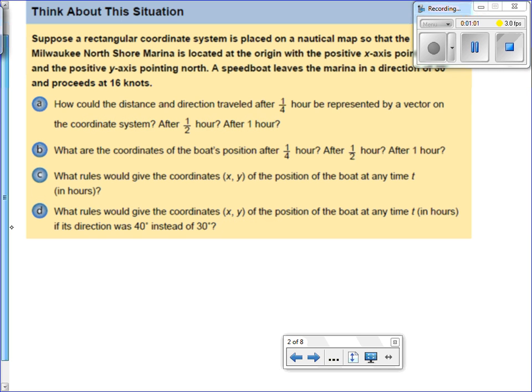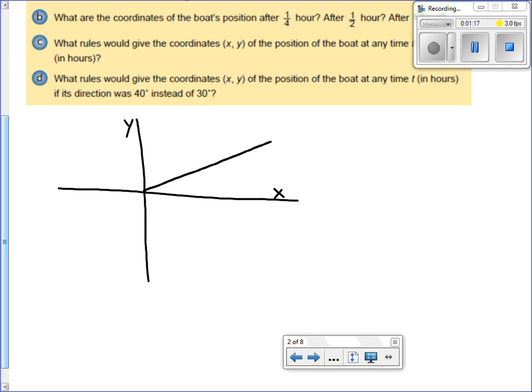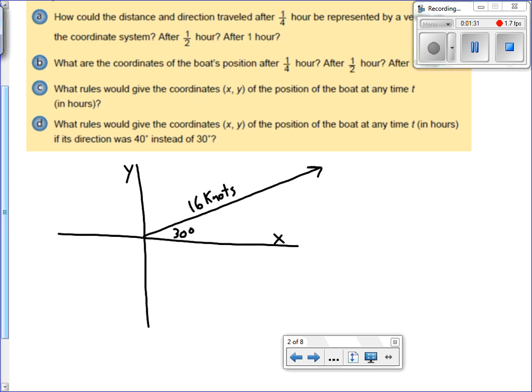Let's draw that. Here's what this looks like. Label this as your x, y coordinate plane, 30 degrees, and traveling at 16 knots. How could the distance and direction traveled after 1/4 hour be represented by a vector on a coordinate system, after 1/2 hour and after 1 hour?